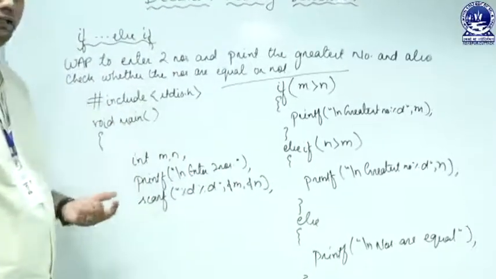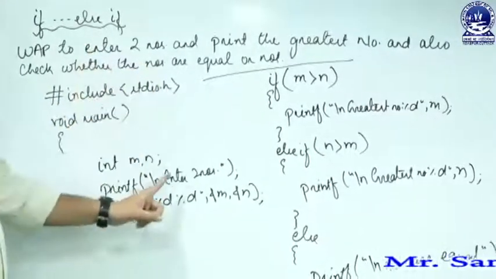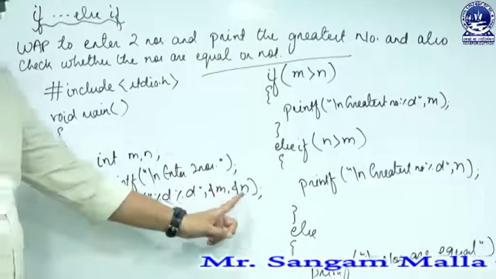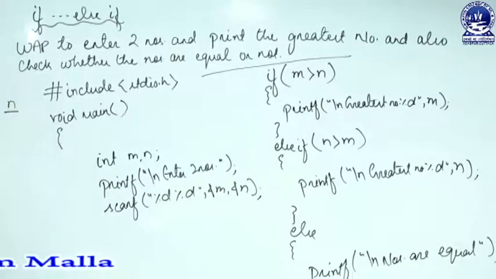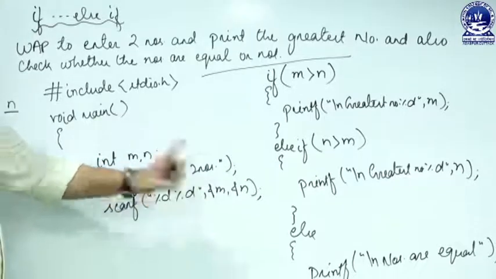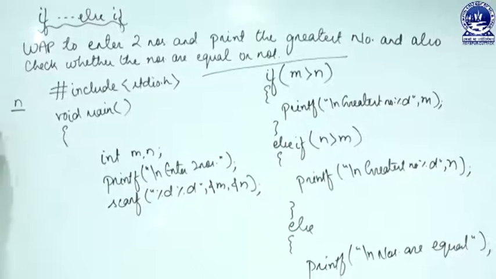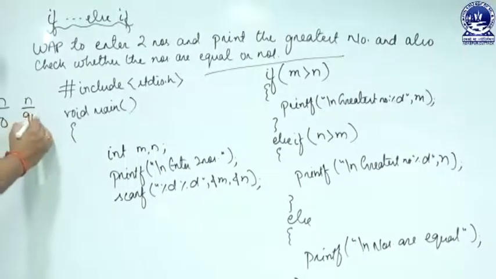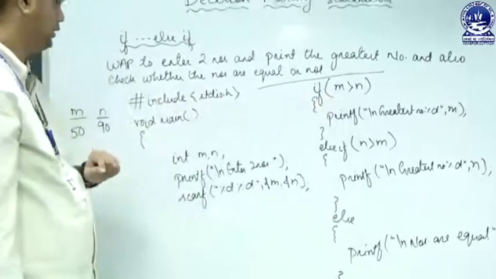So let's take an example. As per the question, we have to enter two numbers. I have declared two variables m and n, which means it will allocate two memory locations, m and n. When the cursor blinks, let's say I enter 50 in m and 90 in n. Here it will check the condition.